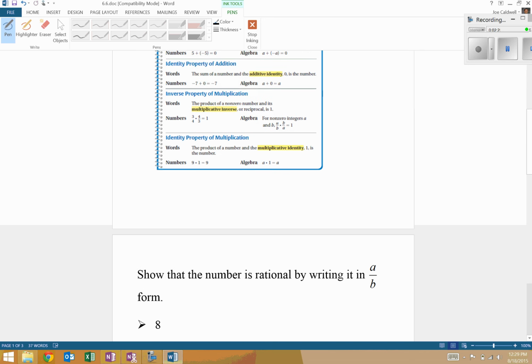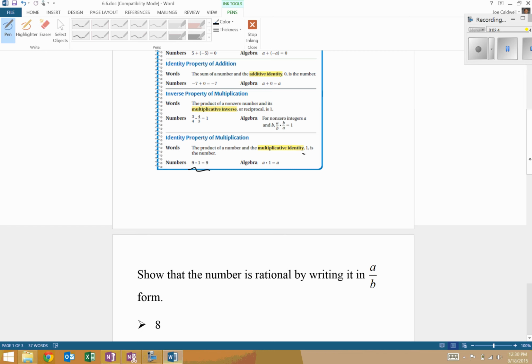Finally, the identity property of multiplication basically says the product of a number and the multiplicative identity is the number. In this case, instead of 0, it's going to be 1, because if you multiply something by 0, you get 0. So for multiplication, we all know this. You multiply a number by 1, you're going to get the same number. So here's an example of that.